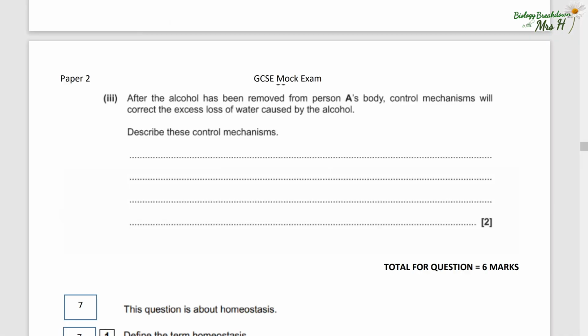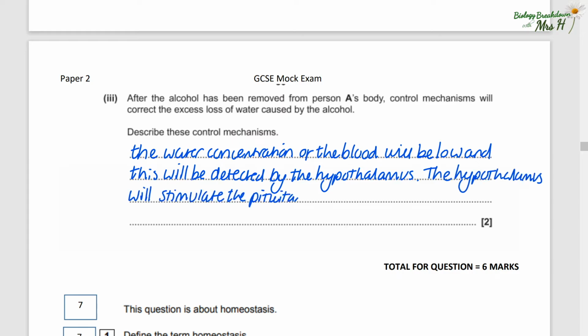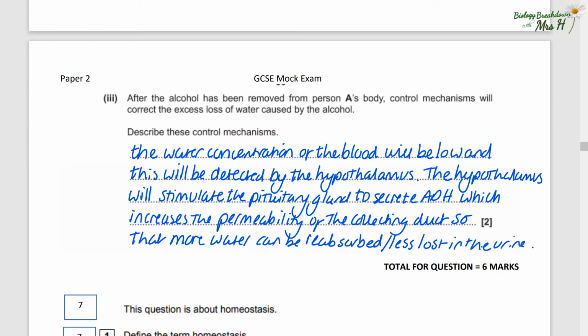After the alcohol has been removed from person A's body, control mechanisms will correct the excess loss of water caused by the alcohol. Describe these control mechanisms. So the water concentration of the blood will be low, and this will be detected by the hypothalamus. The hypothalamus will stimulate the pituitary gland to secrete ADH, which will increase the permeability of the collecting duct so that more water can be reabsorbed into the blood, and that means less will be lost in the urine.